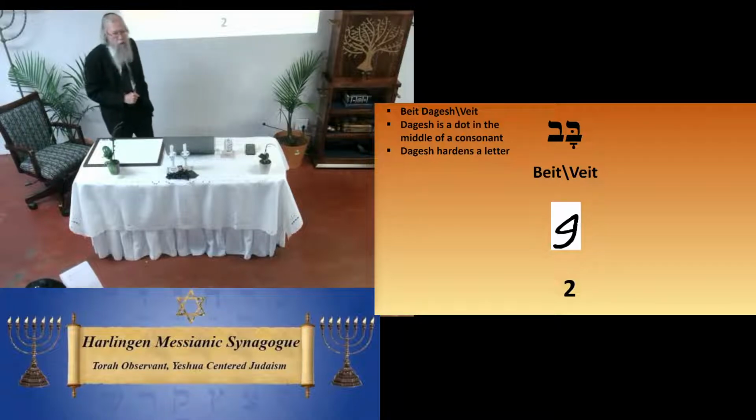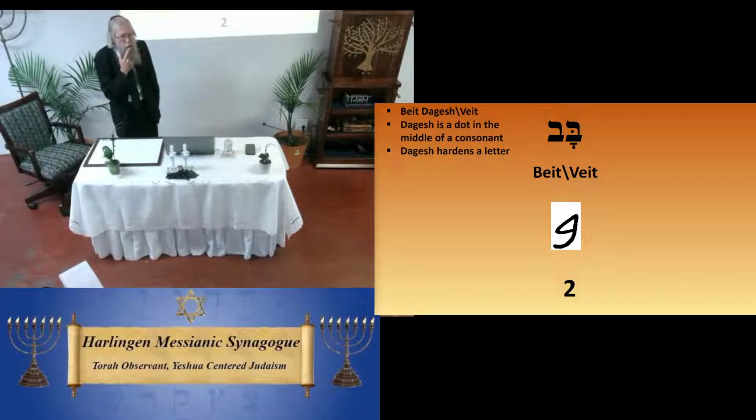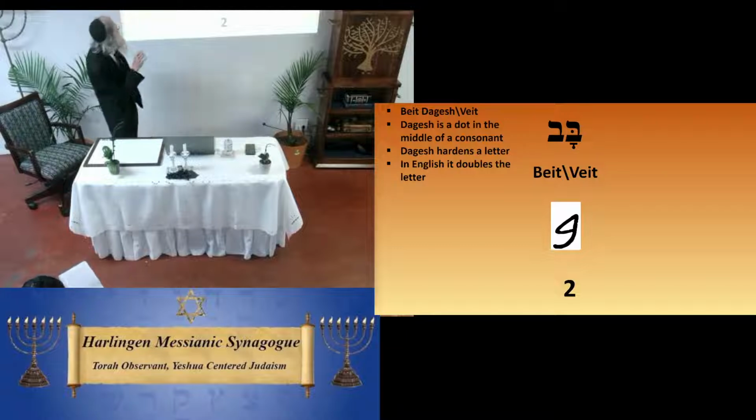So B is the hard, V is the soft. B, off of the lips, B. That's the hard. That's the dagesh. The V is soft without the dagesh. Okay? So in English, if you're writing this as an English transliteration, the dagesh will double the letter.